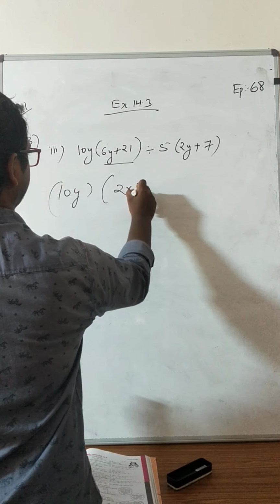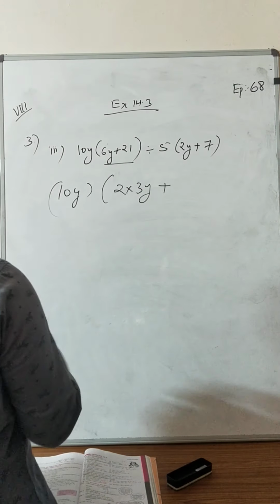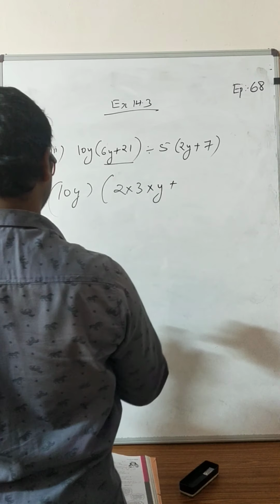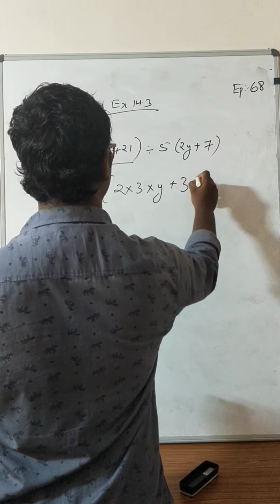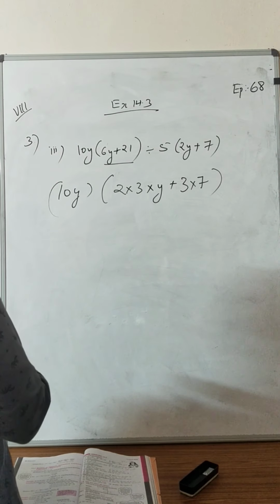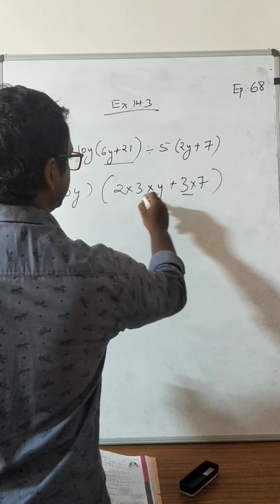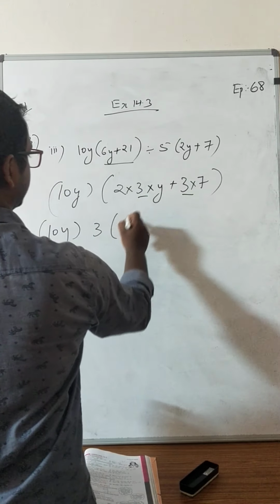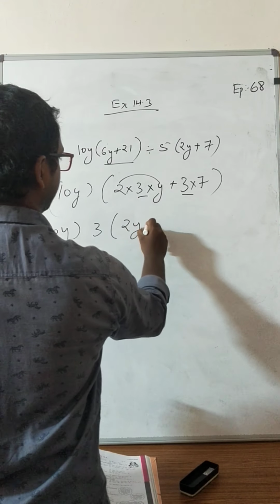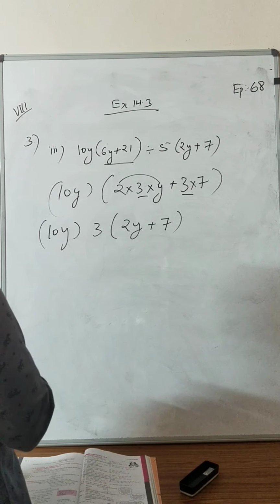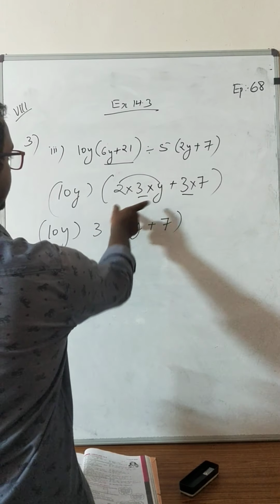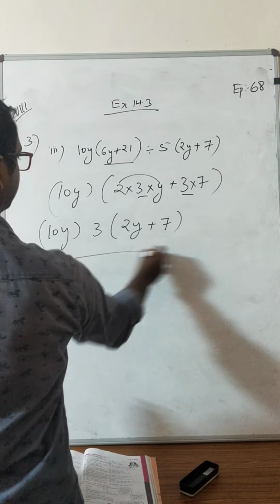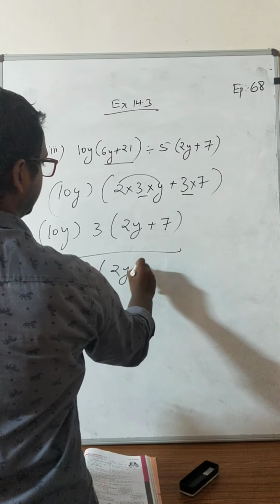6y is 2 into 3 into y, maybe we can put it like 2 into 3 into y plus 21. What is 21? 21 is 3 into 7. Now see, from both these terms we can take 3 as common. So 10y, and then I will take 3 as common. When I take 3 as common, from the first term I will be left with 2y, and from the second term I will be left with 7. Now this entire term has to be divided with 5 into 2y plus 7.